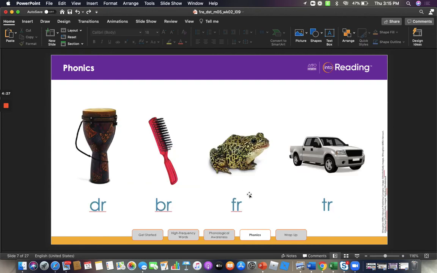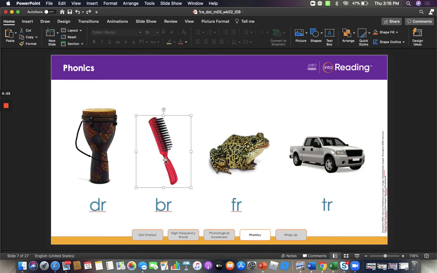Okay, so we've been reading words with blends this week. Let's review some of the blends with R we've learned. Look at the first picture. Drum. The letters D and R stand for the dr sounds at the beginning of drum. D, R, dr. So say it with me. Dr, drum.